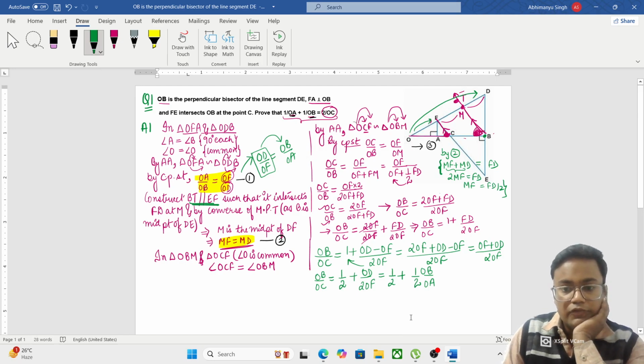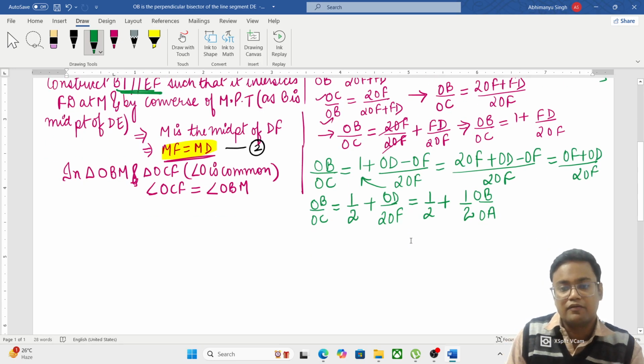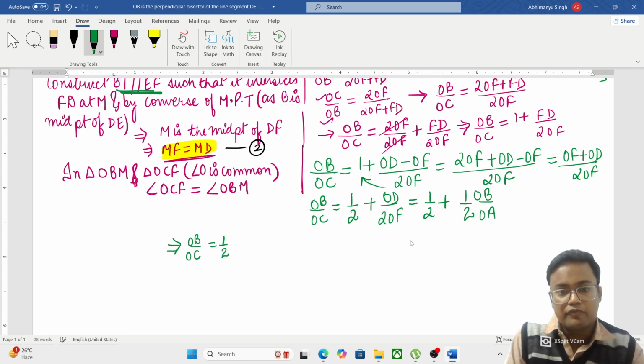Now understand what can be done further. Now the diagram has no importance. We already have the expression now. So we are here: OB upon OC is equal to half plus OB upon twice of OA. Why not take the LCM here? So the LCM will be twice of OA, and the numerator will be OA and OB into 1, that is OB.